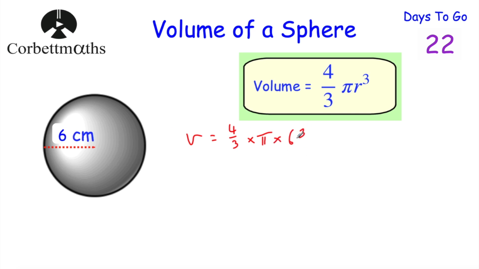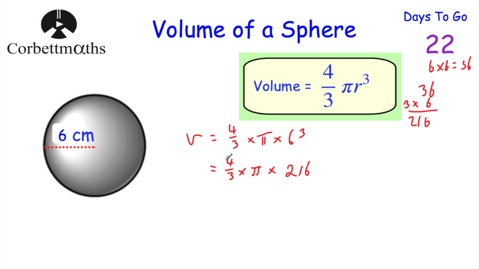So we need to work out what 6 cubed is. So 6 times 6 is equal to 36. And then if we do 36 multiplied by 6, let's see what we get. 6 times 6 is 36. So put our 6 down, carry our 3. 6 times 3 is 18 plus 3 is 21. So 6 cubed is 216. So we've got the volume is equal to 4/3 multiplied by pi multiplied by 216. So we've worked out 6 cubed.